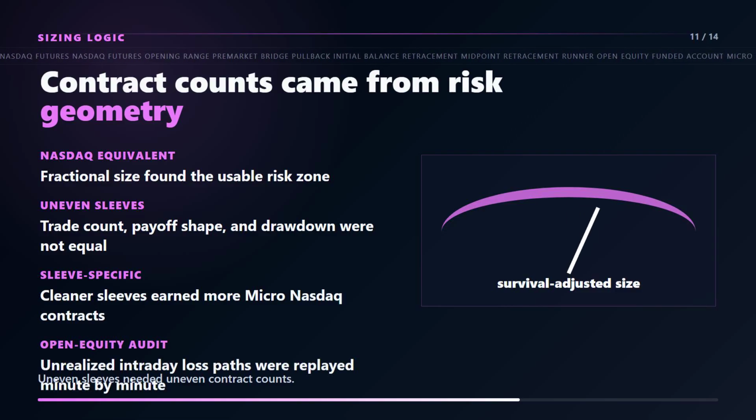They have different trade counts, different win and loss shapes, different drawdowns, and different profit contribution. That is why one static contract size was too blunt. Stronger and cleaner sleeves earned more contracts, while weaker or riskier sleeves stayed smaller.